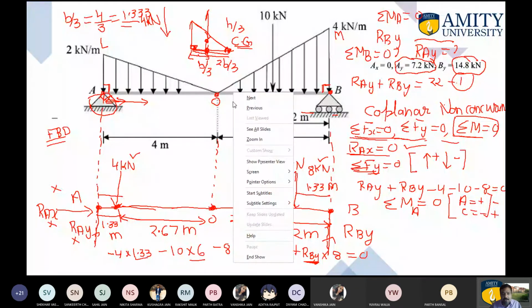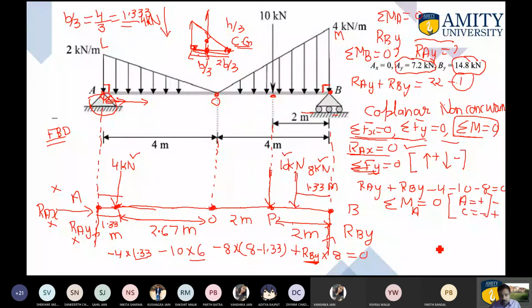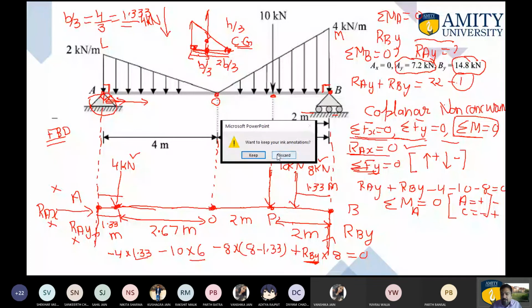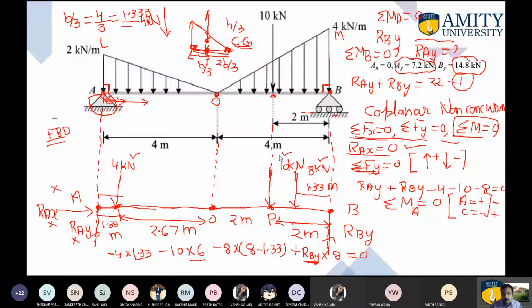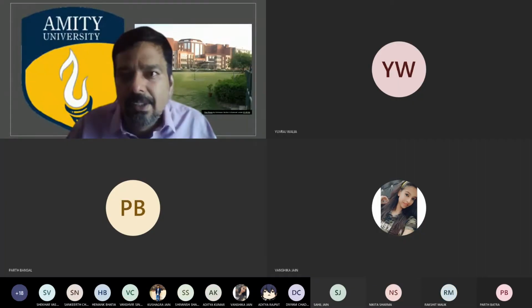Any other student having any doubt? So I think it is clear to you all. So I am moving to another question. You are required to draw the diagram. Just wait, I am clearing this figure and then I am moving to another problem. Just wait, I am sharing once again.